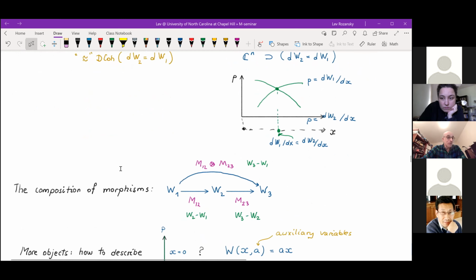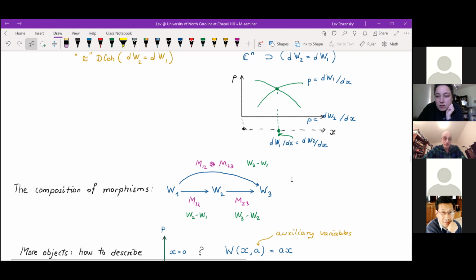The composition of morphisms, again, is simple. So if you have a morphism M12, a matrix factorization from W1 to W2, and M23 from W2 to W3, you simply tensor multiply them. The superpotentials add, so W2 cancels when you add these two differences, and you get the matrix factorization of W3 minus W1, as you wanted.